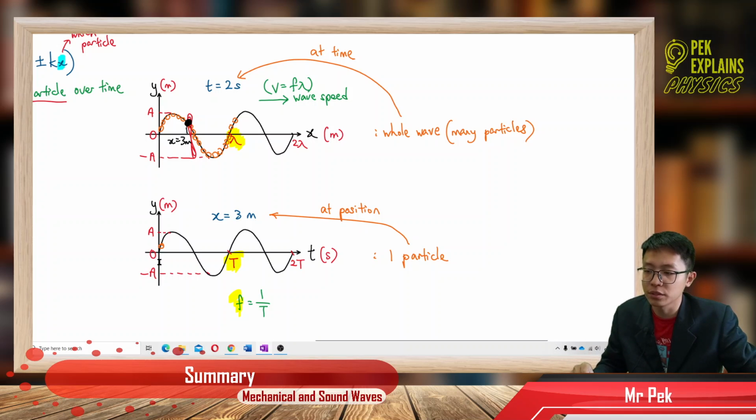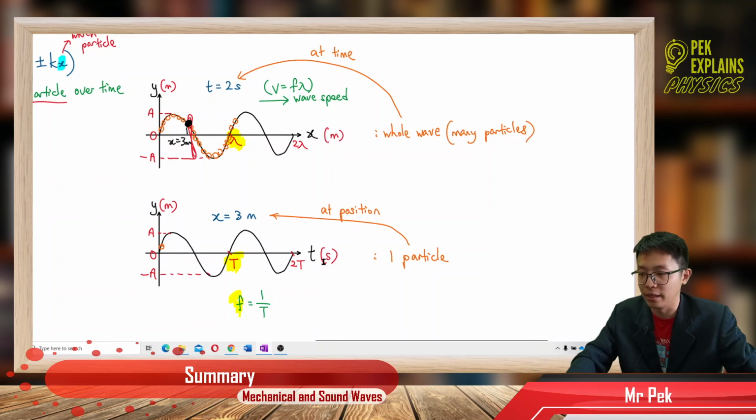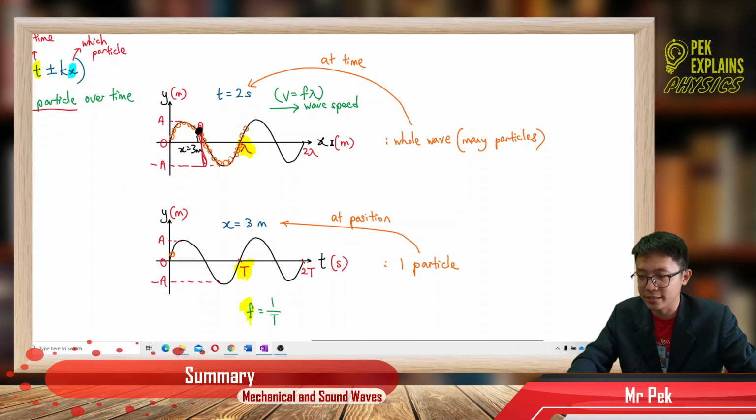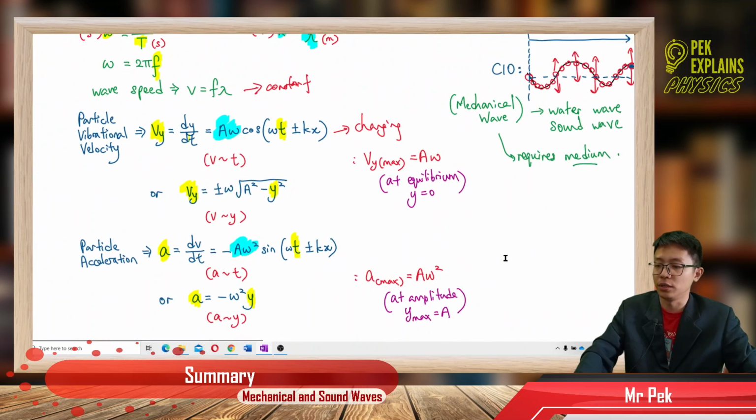And the y versus t graph shows the oscillation of just one particle with time, up and down. So you can know the period, which is the time taken for one particle to complete one oscillation up and down. So y versus x shows the whole wave at a certain time. y versus t shows the oscillation of one particle at a certain position. So that's it for the first part.